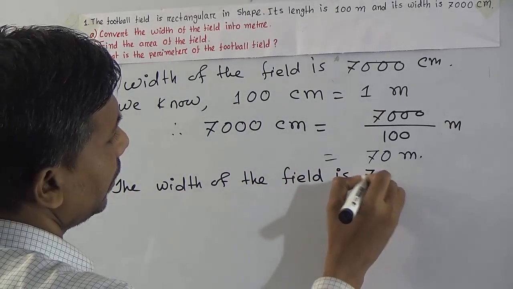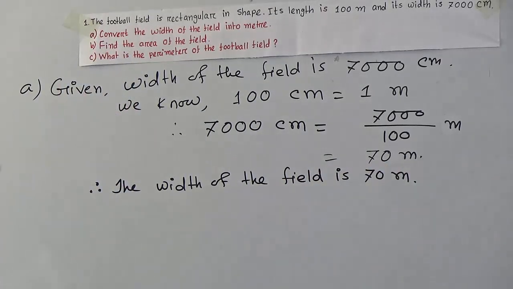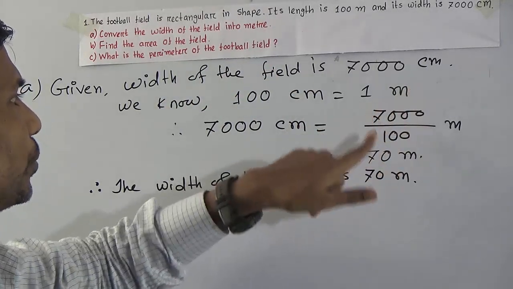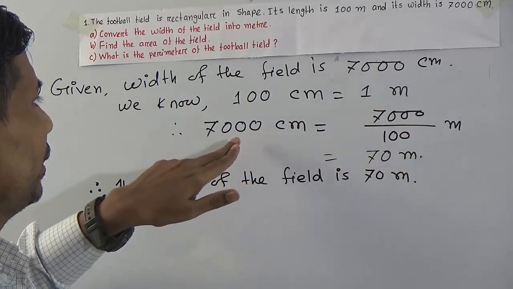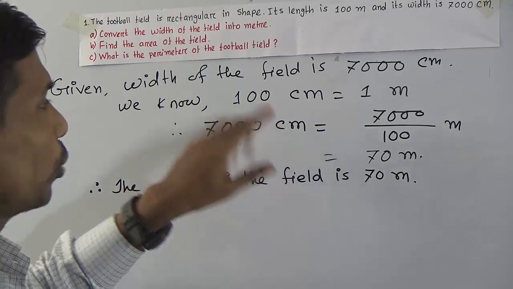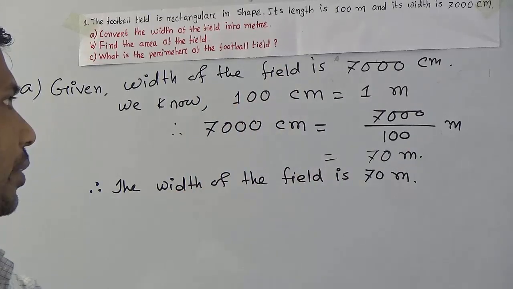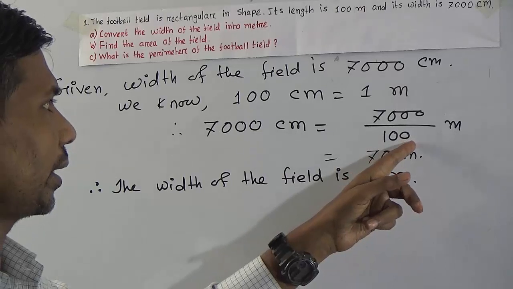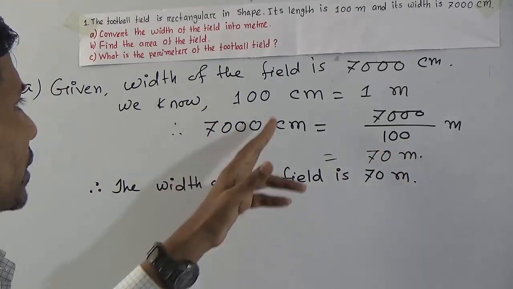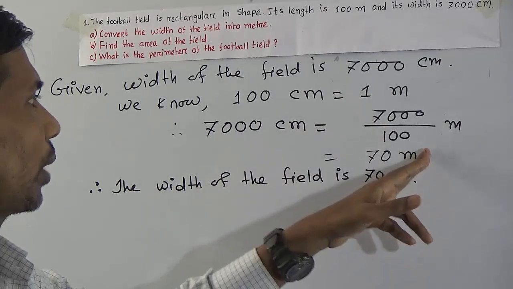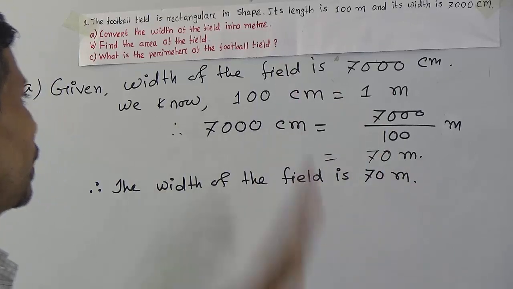Okay student, in the previous class I discussed how we can convert centimeters to meters, and meters to centimeters. Here we have 7,000 centimeters and we have to convert centimeters to meters. That means smaller unit to bigger unit, so you have to divide by 100. We know 100 centimeters equal to 1 meter. So I divided 7,000 by 100, then we get 70 meters as the width.